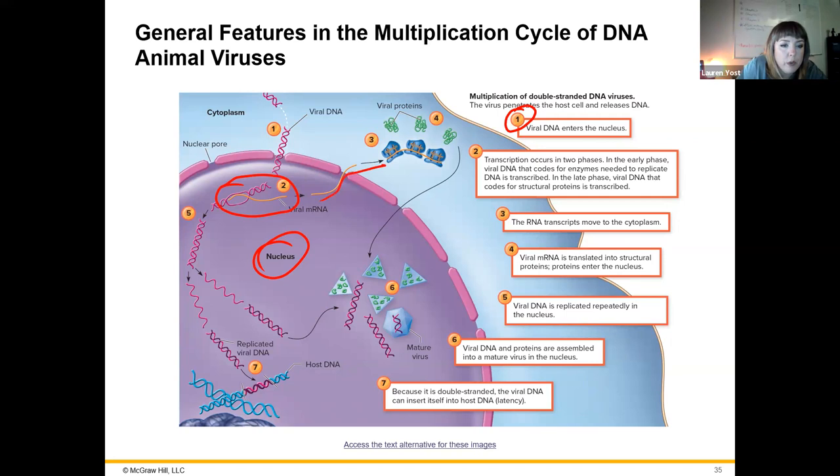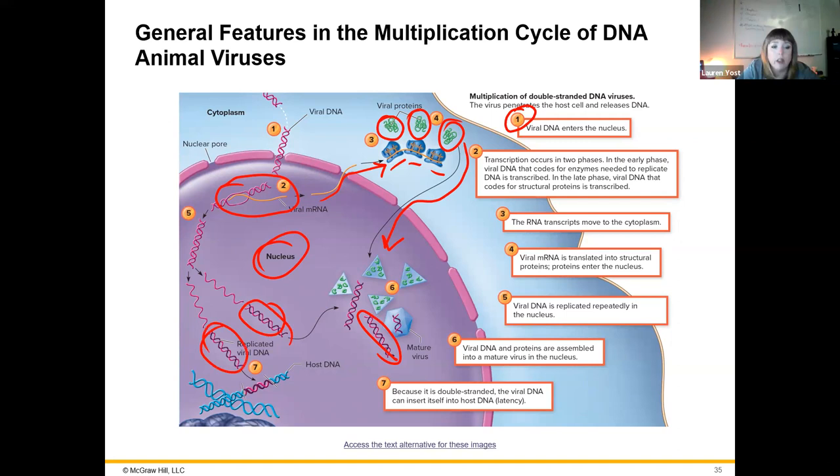Then you move this guy out into the cytoplasm, because that's where your ribosomes are. They're all in the cytoplasm. So we start making our viral proteins, viral protein, viral protein, viral protein. Now we've got to bring these back into the nucleus, because this is where our DNA copies are getting made. Here's our replicated viral DNA. That's all in the nucleus. So now we can package all of that up into the mature virus.